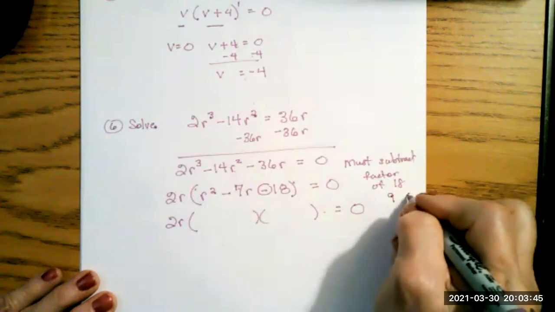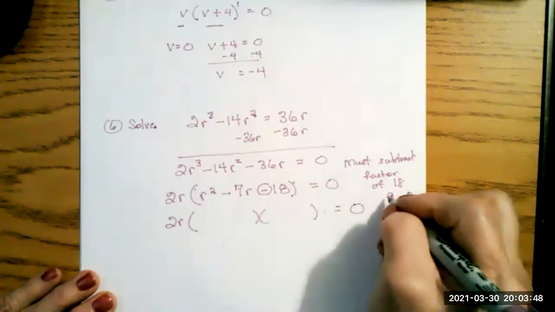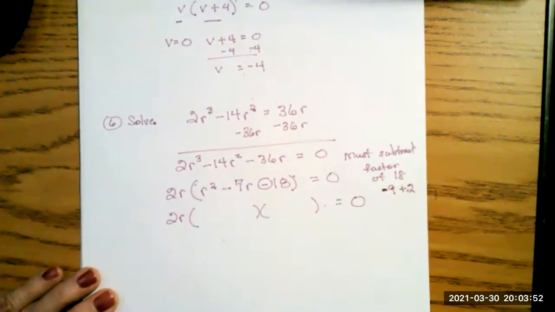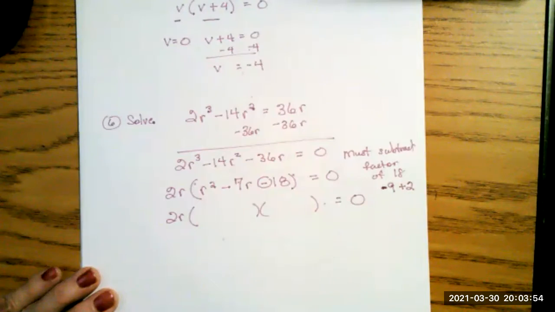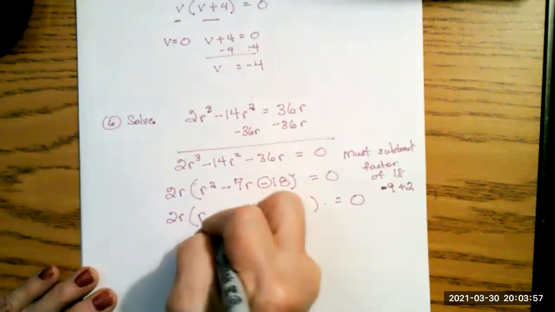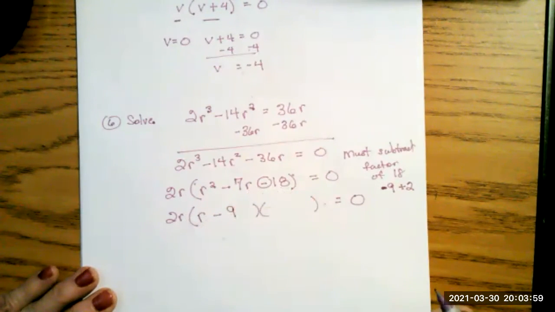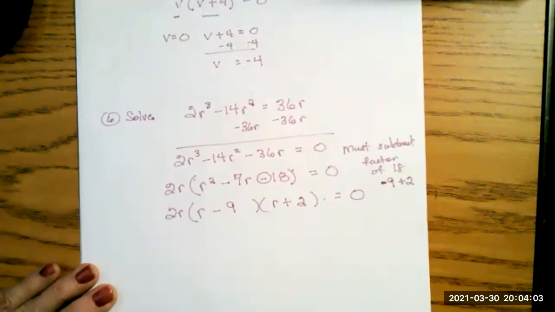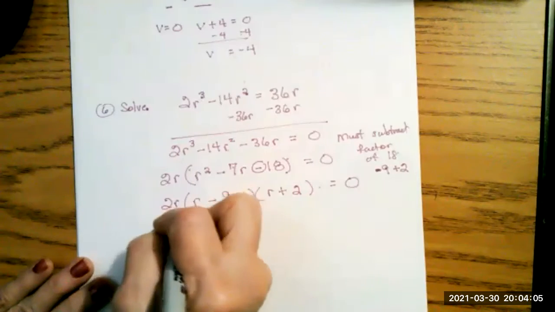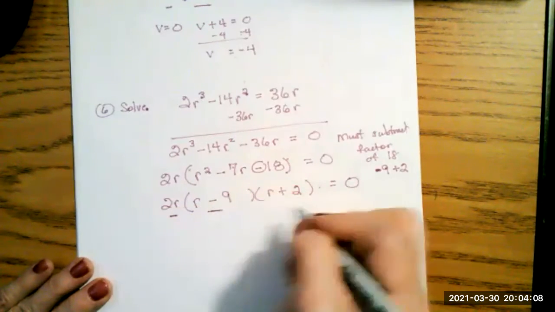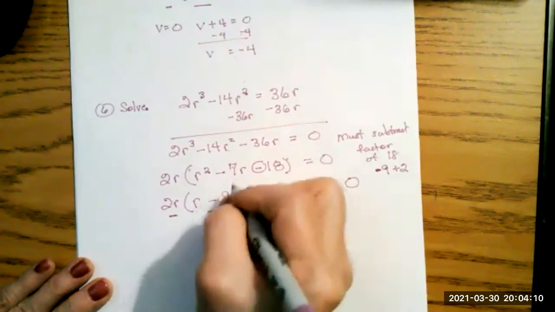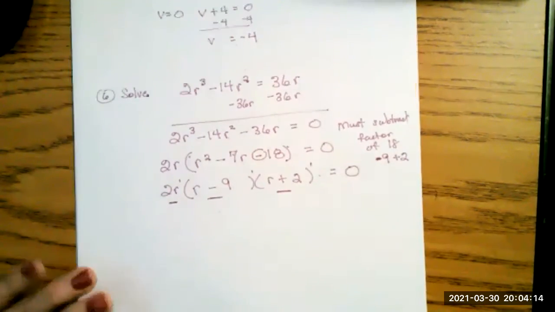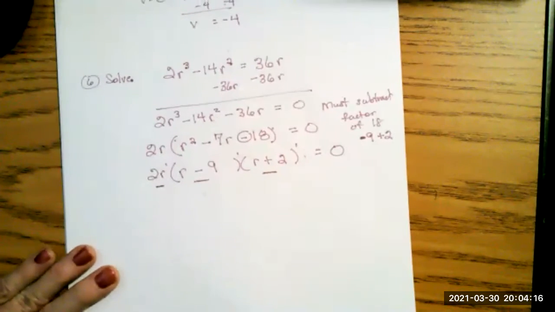So let's try 9 and 2. That would give us 7. I want my 7 to be negative, so I make my 9 negative and my 2 positive. And then I just put them in here: r minus 9, r plus 2. Now I've got this little factor, and this little factor. Notice these are to the first power, so their multiplicities, if they ask for that ever, would be 1.